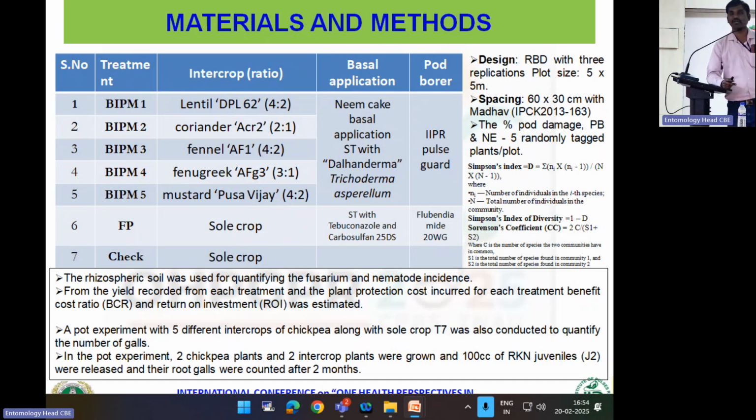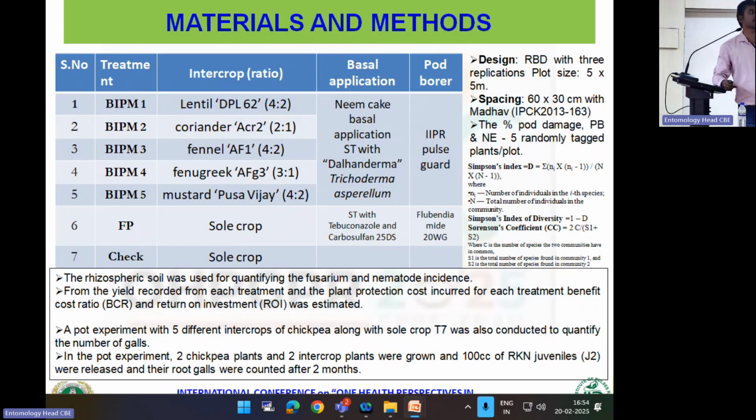The formulas are given. I just highlight the utility of Simpson's index of diversity: it gives the species evenness and richness of the module we are using. Then the Sorensen coefficient was also taken. With the Sorensen coefficient, we compared the module with the farmer's practice, so the unique species present over and above the farmer's practice will be indicated. With this background, we started the experiment.